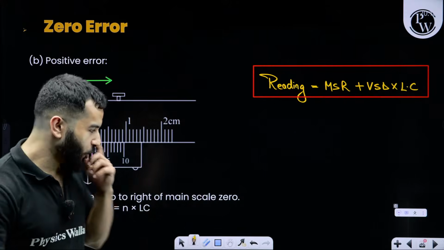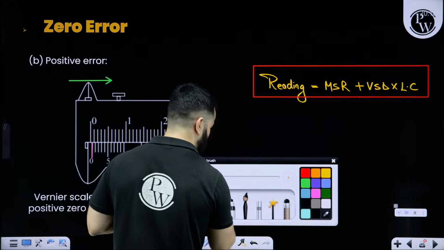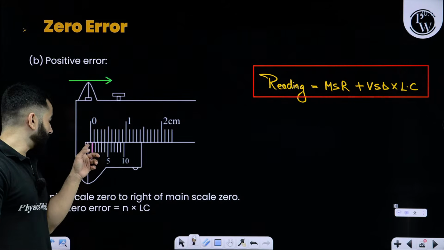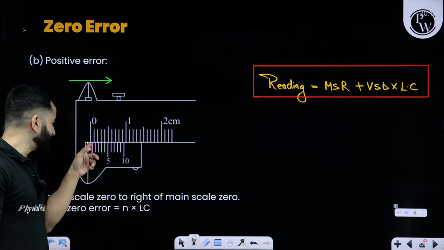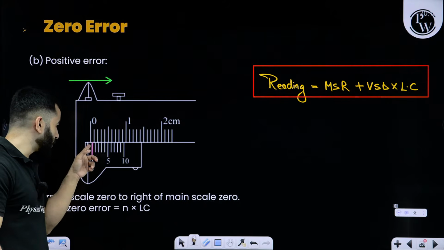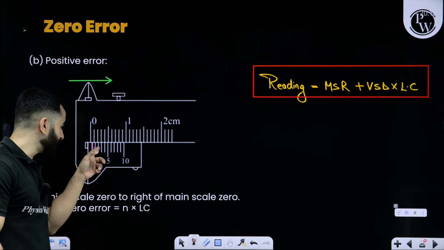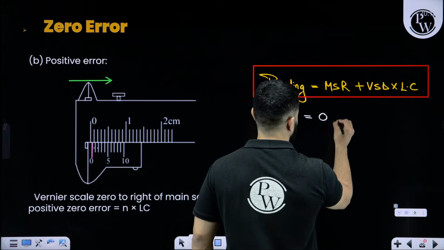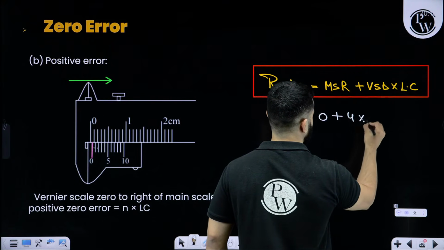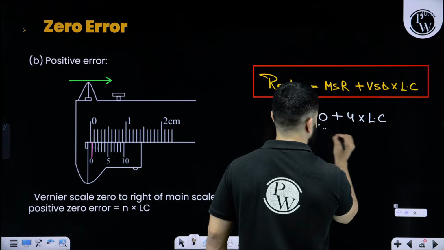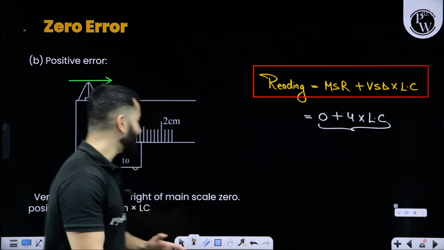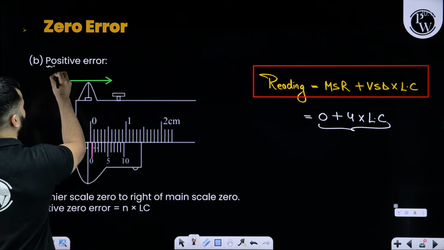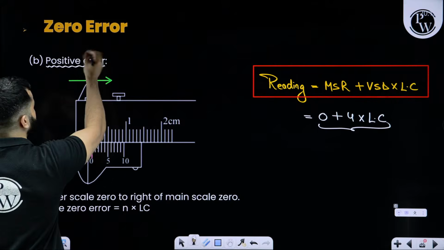So right now, after this zero we are going to say first, second, third and fourth. So main scale reading is 0 plus fourth division multiplied by least count. This is your reading, and in reality there is nothing in between. So that is why we are going to call it positive error or positive zero error.